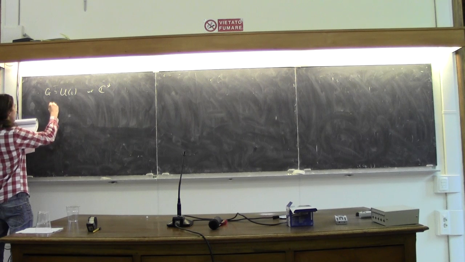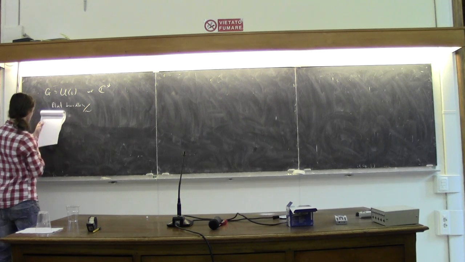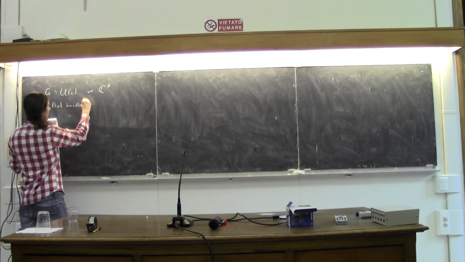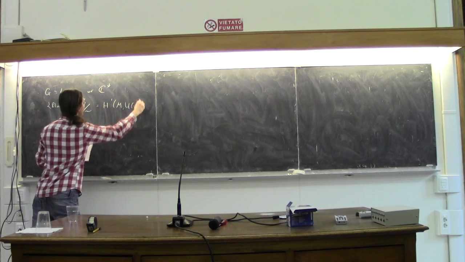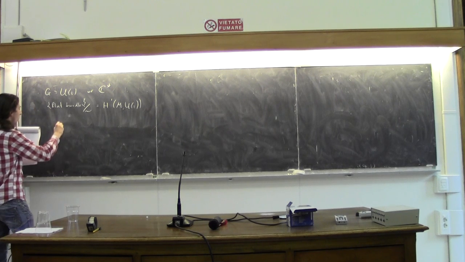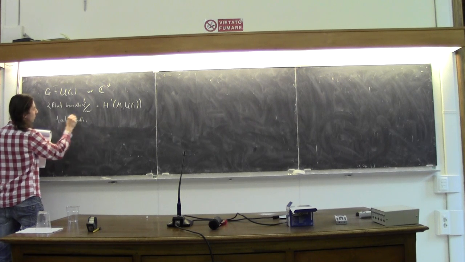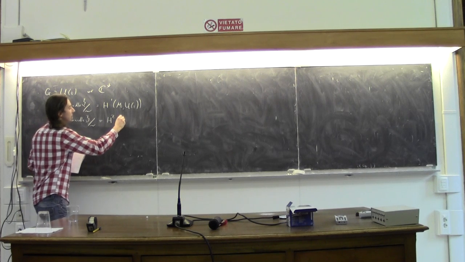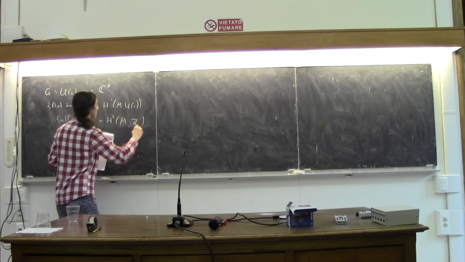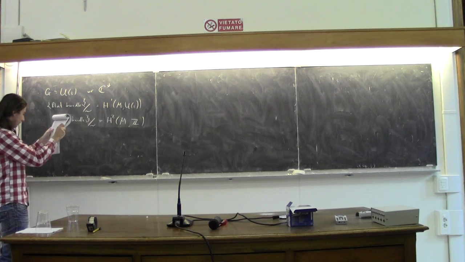So the flat bundles modulo gauge equivalence, as we discussed, are described by H1 with coefficients in U1. On the other hand, all U1 bundles modulo isomorphism are classified by the first Chern class, which lives in the second cohomology with coefficients in Z.